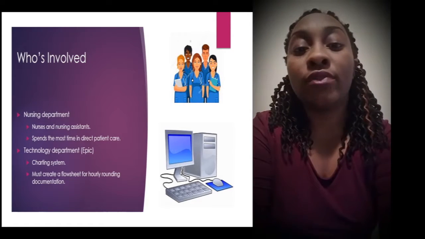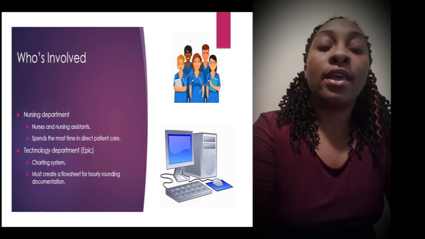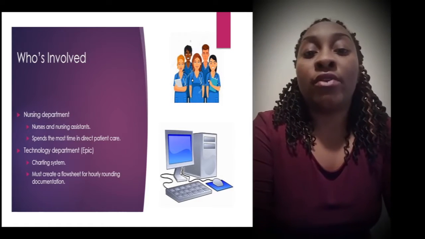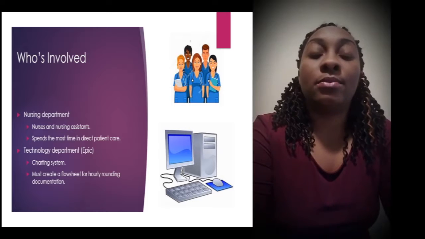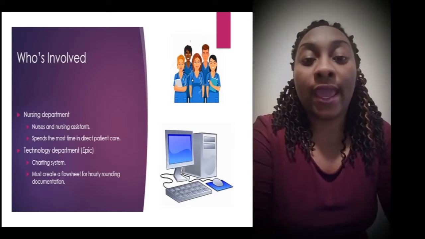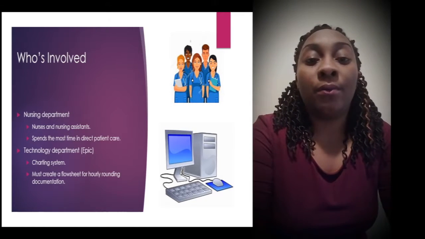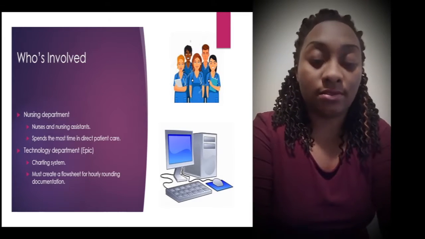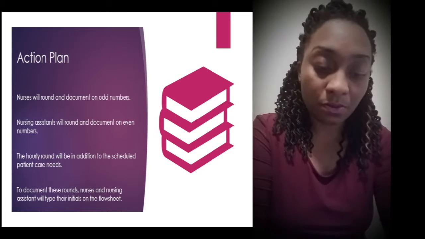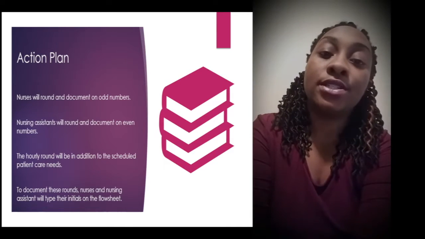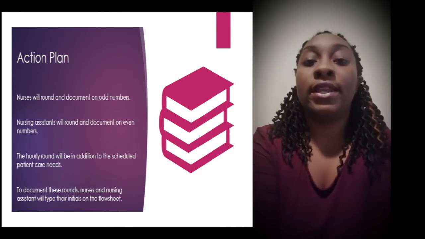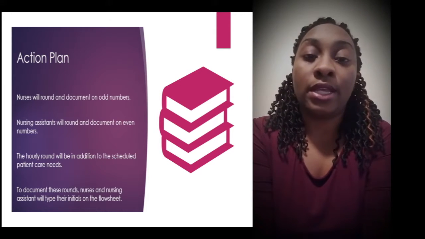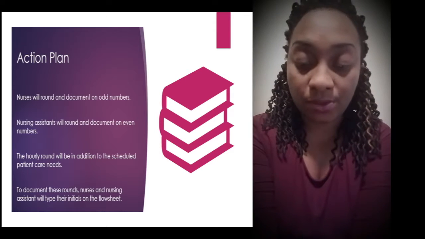So the departments involved would be the technology department as well as the nursing department. The technology department is involved because of the Epic charting system. A flow sheet would need to be created in order to allow for documentation from the nurses and the nursing assistants. So the plan is for nurses to document and round on odd numbers, and then the nursing assistants would round and document on the even numbers.